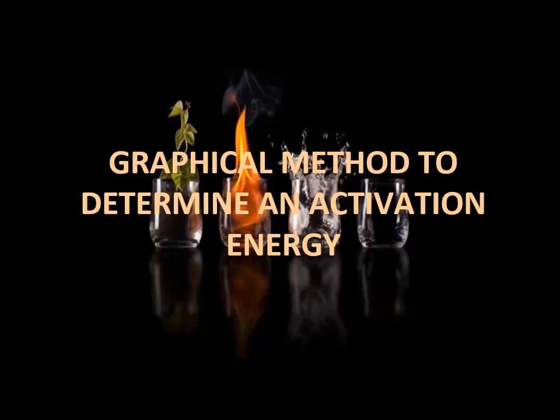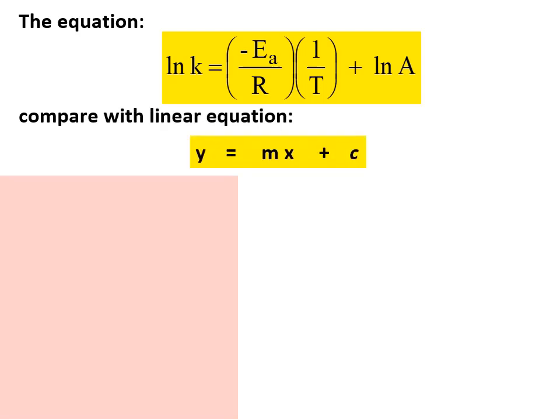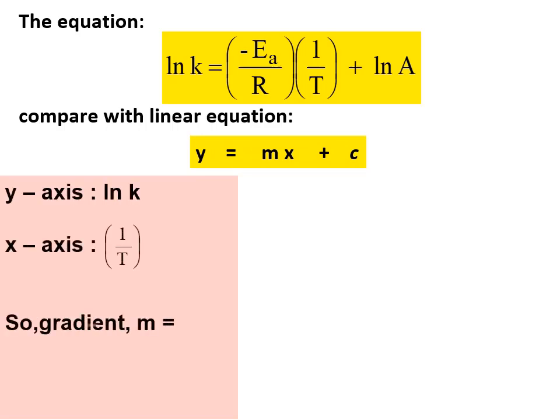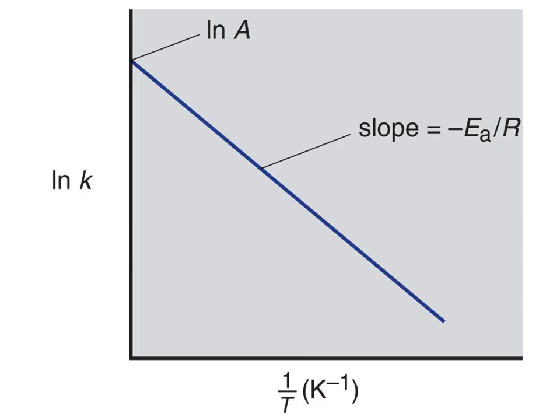Determination of activation energy using the graphical method can be done using the following equation. The equation ln k equals negative EA over R times 1 over T plus ln A can be compared with the linear equation y equals mx plus c, whereas ln k is y, 1 over T is x, m is the gradient negative EA over R. The negative sign indicates a negative slope as shown on the graph. Lastly, ln A is the y-intercept c. From the slope, EA can be determined from the graph.